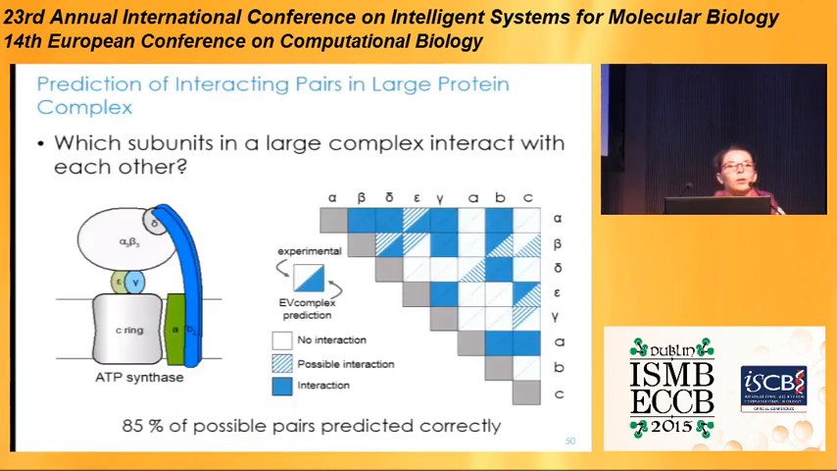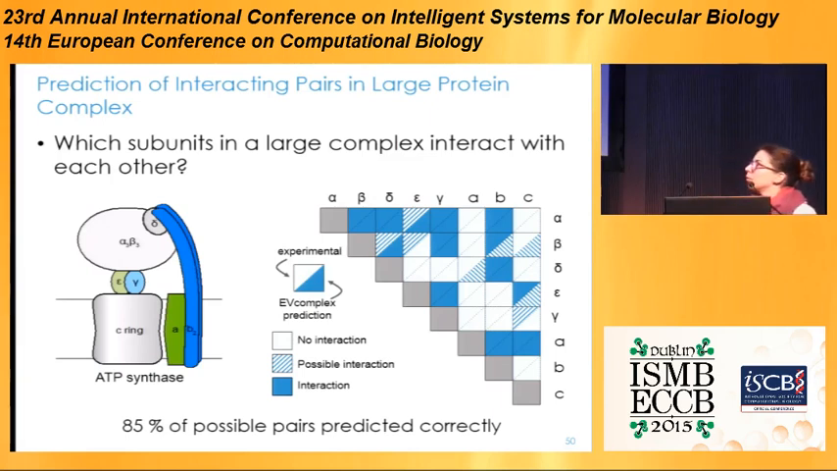Given that this worked quite well for all of our complexes in our evaluation set, we also asked the question whether you could use the score to predict which subunits in a larger complex interact with each other and which ones are just involved in the complex but not physically touching. And for that, we used ATP synthase as an example.